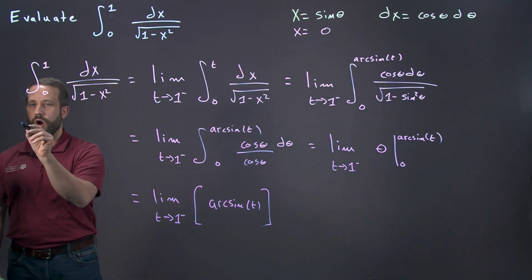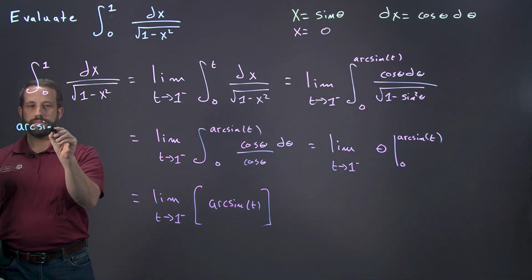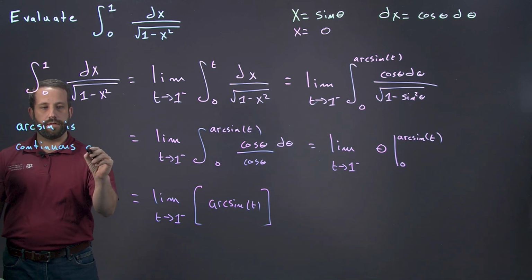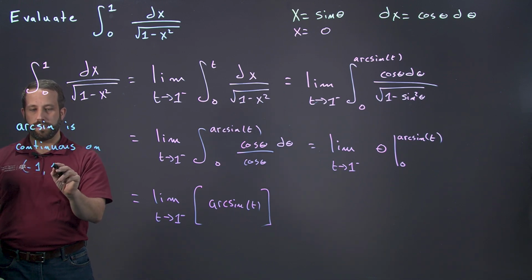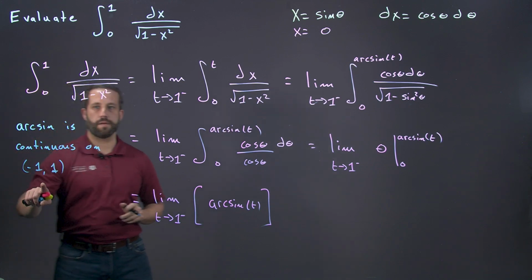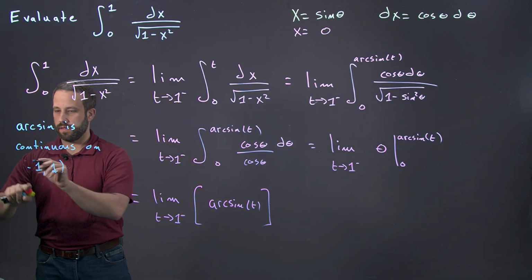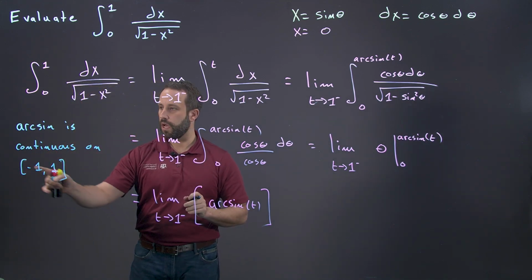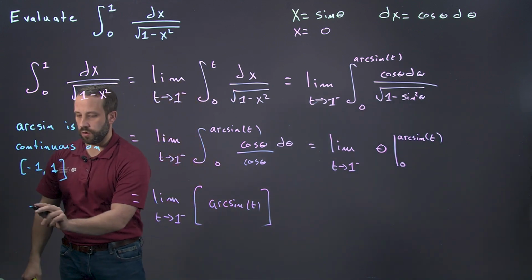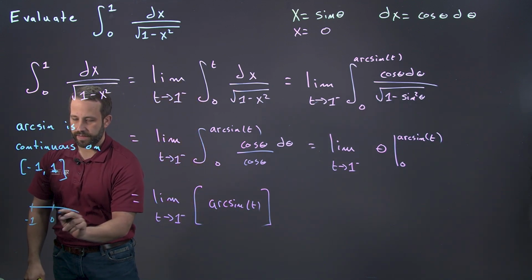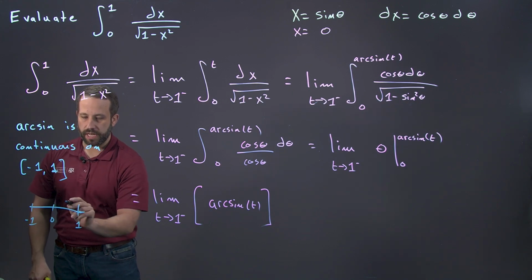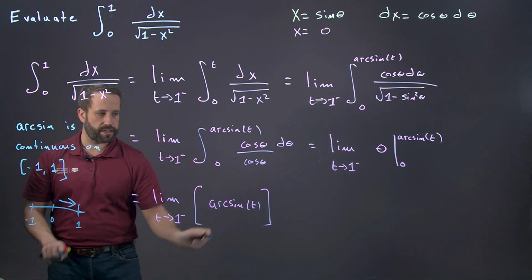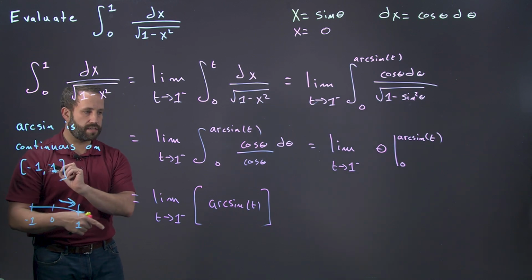So let me record what I'm saying here. Arc sine is continuous on the interval -1 to 1. It's only defined on -1 to 1 because sine only goes from -1 to 1. So arc sine is continuous on this interval. And so like pictorially, if this is -1 and this is 0 and this is 1, t is approaching 1 in this direction. So we're looking at the limit as t approaches 1 from this direction of arc sine of t. So in other words, arc sine is a continuous function.